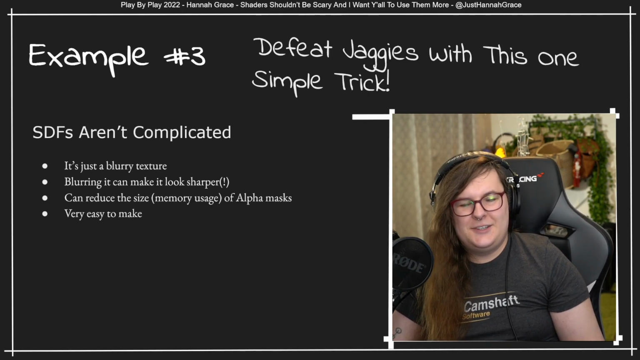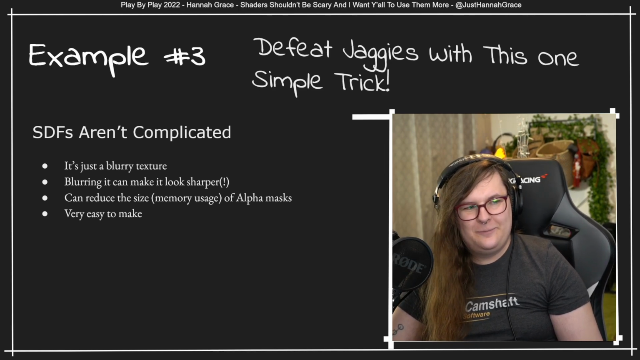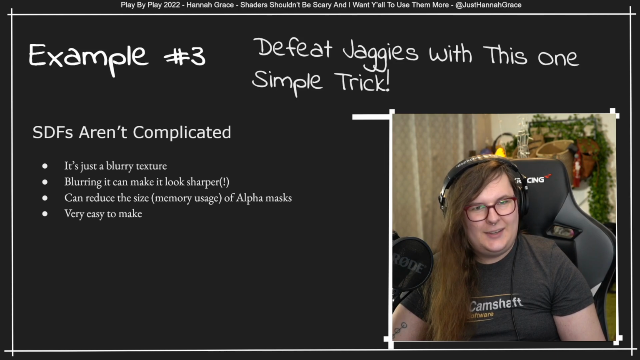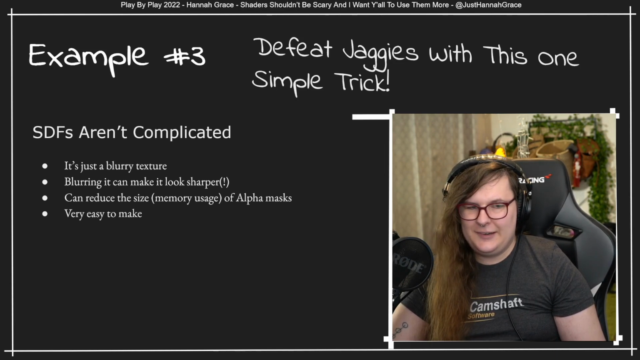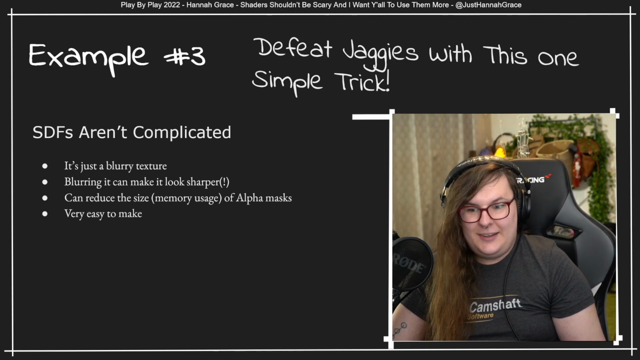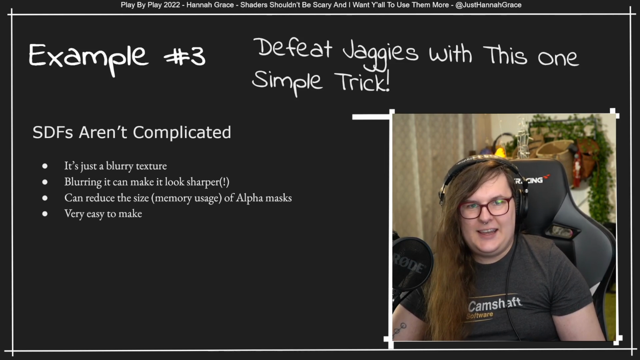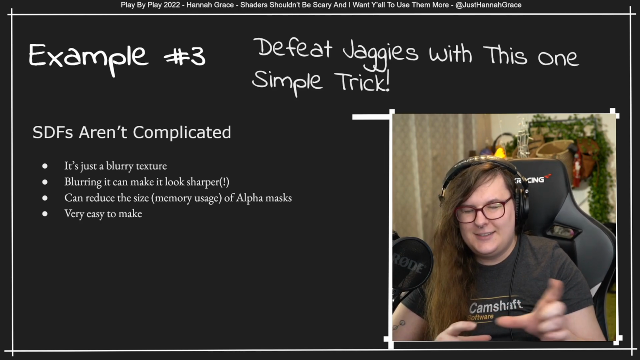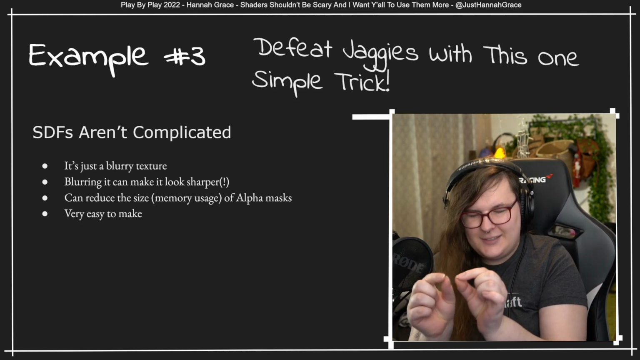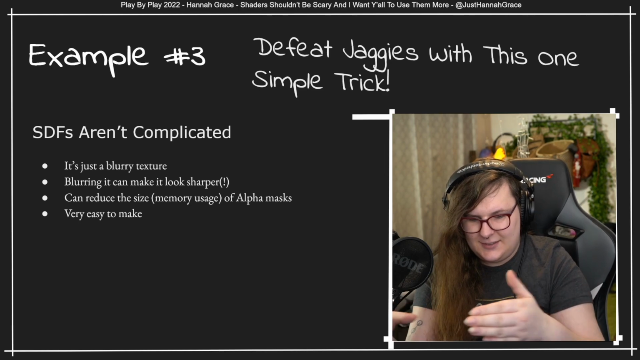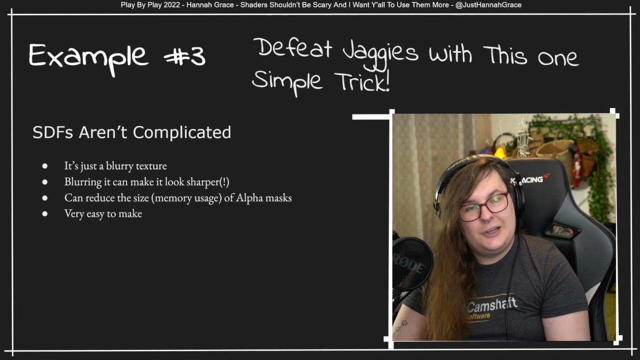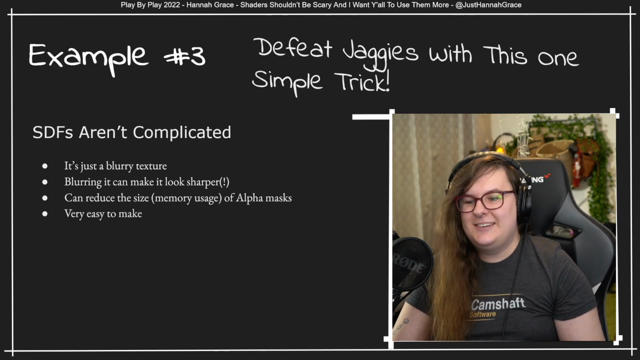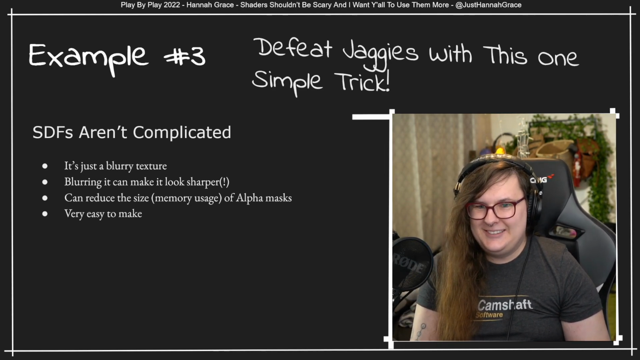You might have heard this term before, SDF, or Signed Distance Field. It sounds complicated, but it really isn't. It's, in effect, just a blurry texture. Every pixel in the texture represents the distance to the nearest edge. And by blurring the texture, you can make it look sharper.